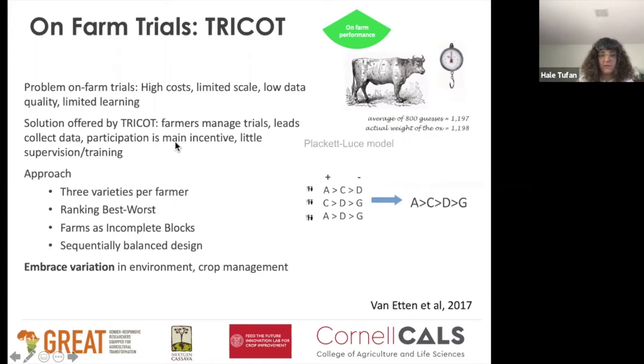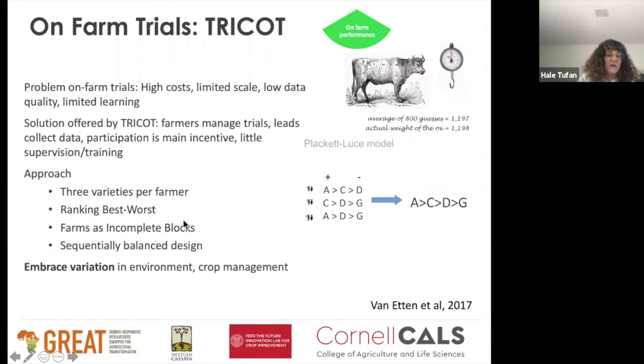So when you do the initial contact with the participants, it's framed as a research activity, and that as citizen scientists, they're collaborating in this research activity. There's very little supervision or training that happens, and you kind of let the process unfold. The interesting parts of it, I think, are that you give 3 varieties per farmer. These are blind, so the farmers don't know which varieties they are, and they only rank for best and worst overall or at each time point, however you choose.